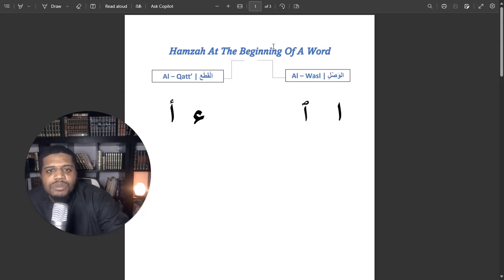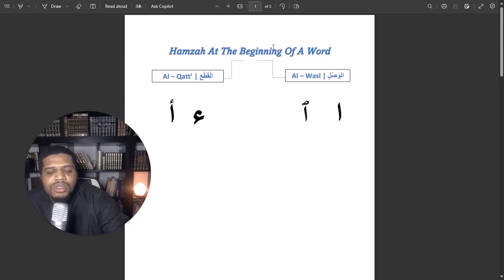Inshallah, today we will be discussing Hamzatul Wasl and Hamzatul Qat', and these are both Hamzas that we will see at the beginning of words. Inshallah, we will discuss how to identify them and how to pronounce them when we see them.